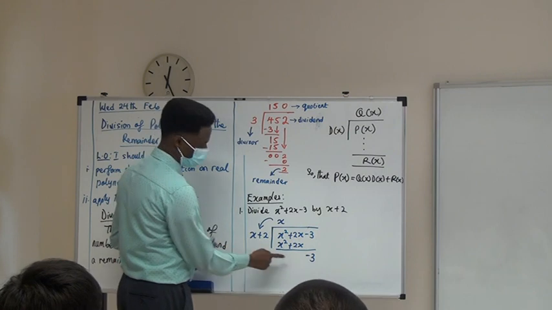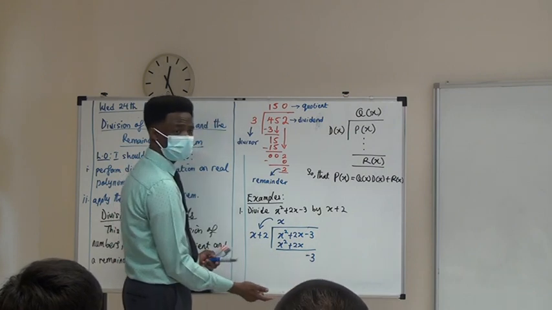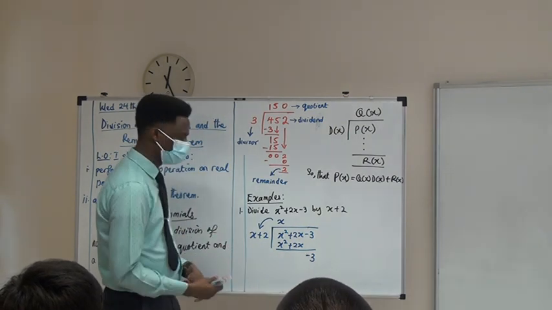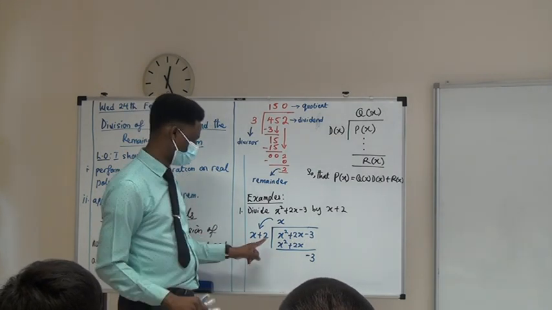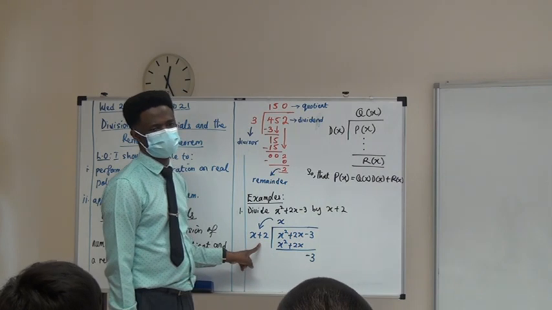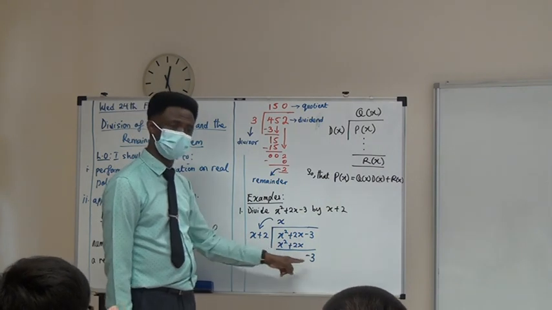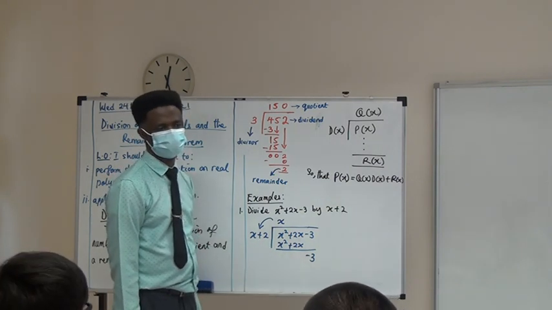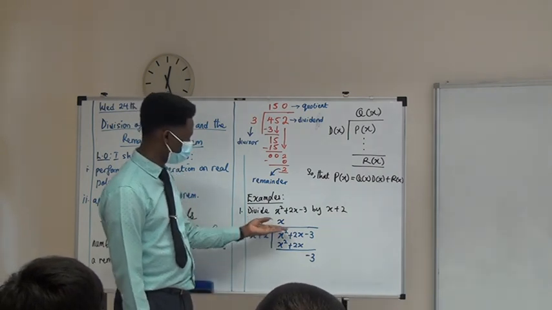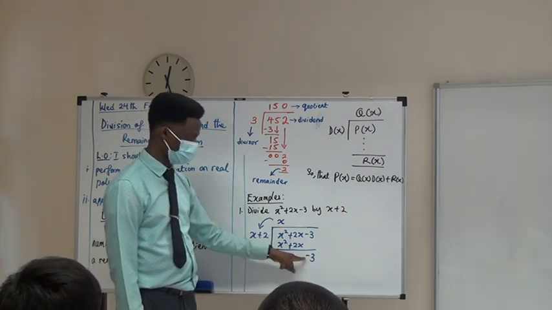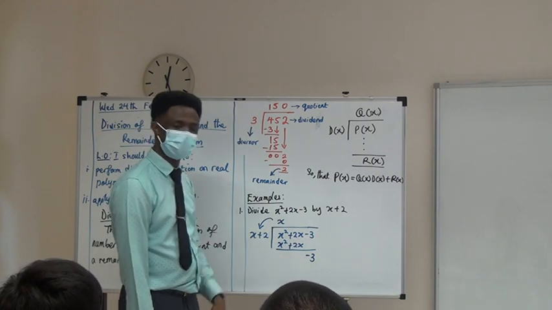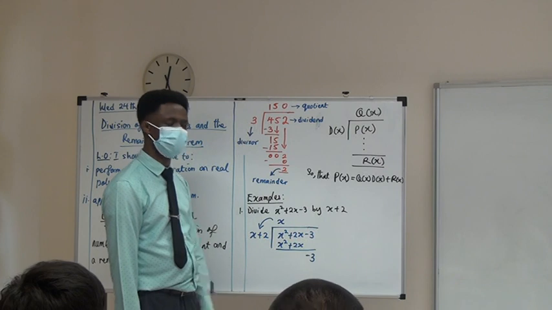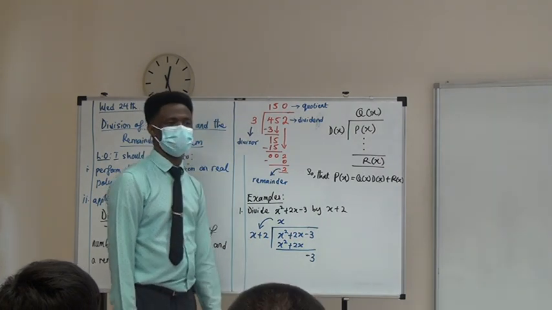Normally you will say, how many x can you get in this? You can't divide anymore. You stop when the degree of the remainder is strictly less than the degree of the divisor. If the degrees are still the same, you continue. So this is quadratic and this is linear. This is a constant. Constant is even below linear. So this is the end. It means your quotient is x and your remainder is negative 3.